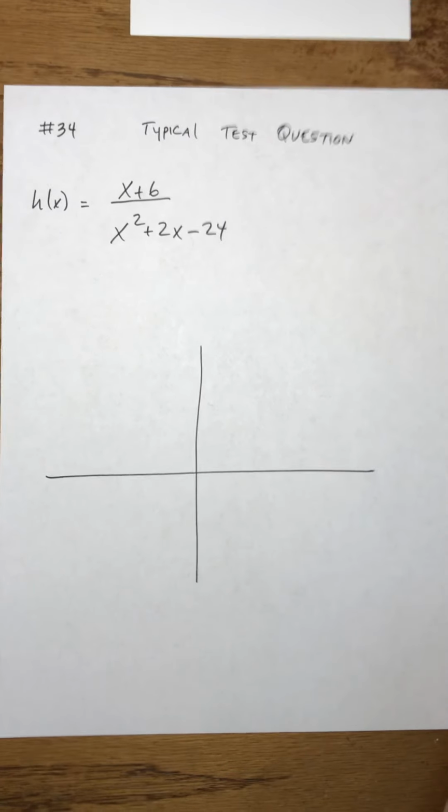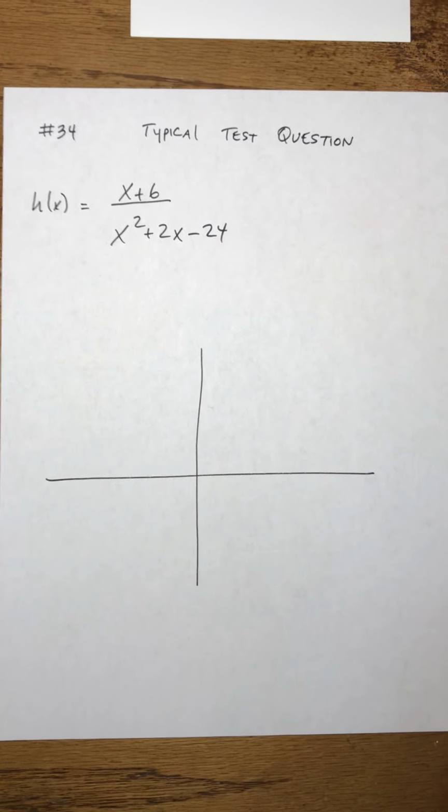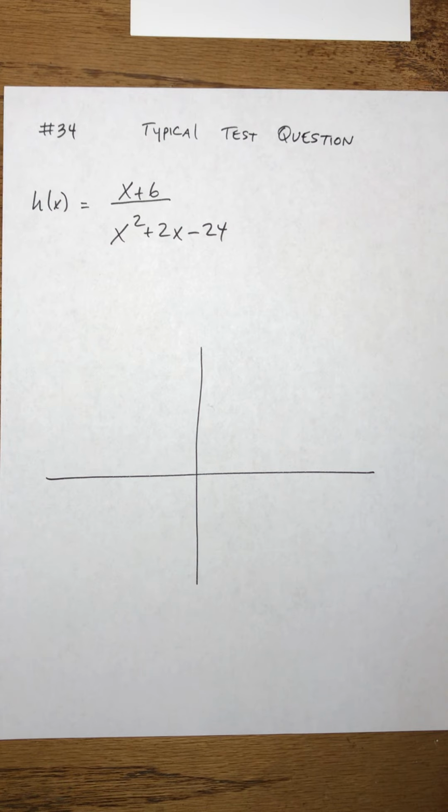Hello, Pre-Calculus 191. I'm going to do this problem for you that is a typical problem that could be on your test. It addresses the issue of holes in the graph, which some of you are asking me about, which is a legitimate question. I'm going to go through asymptotes, the holes, and what this graph would look like.